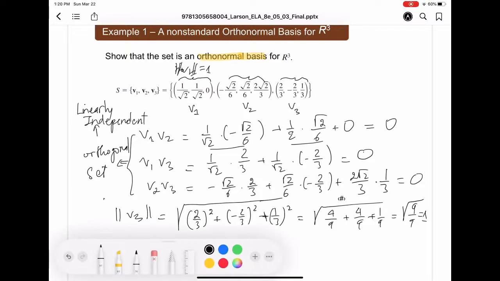Okay, so in this example, we learn how to check if a set is an orthonormal basis. First, we need to check basis, right? If they are orthogonal, that means they form a basis because we have 3 vectors in 3-dimensional space. And then we check orthonormal, just check the norm.